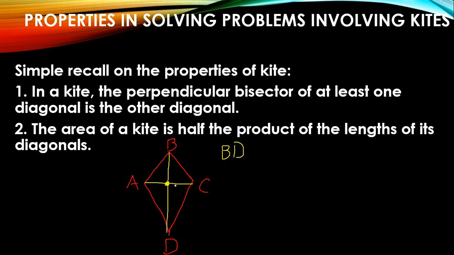So for example, the other diagonal is the diagonal AC. We put here the midpoint, which is O. So AC is divided into two equal parts, namely AO and OC. Whatever the length or distance from O to A is just the same as the length or distance from O to C. So that is the statement for number 1. The perpendicular bisector again is the BD.